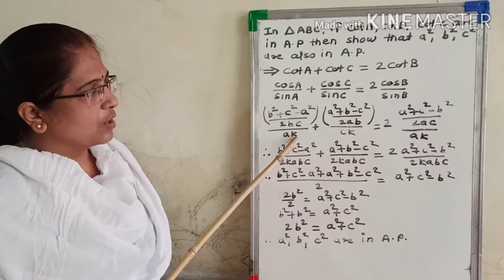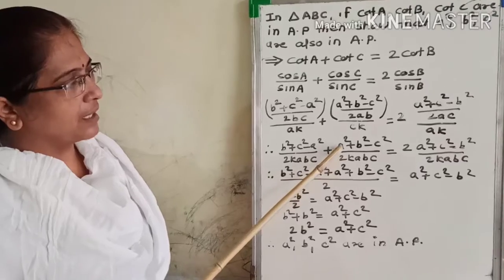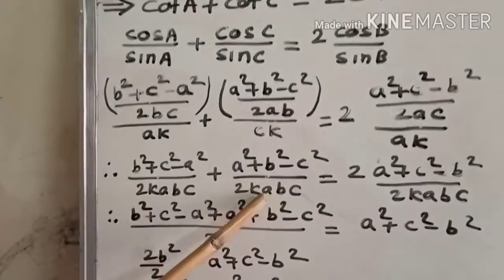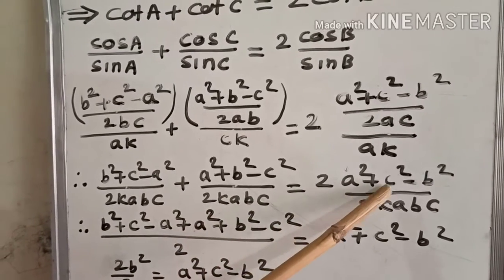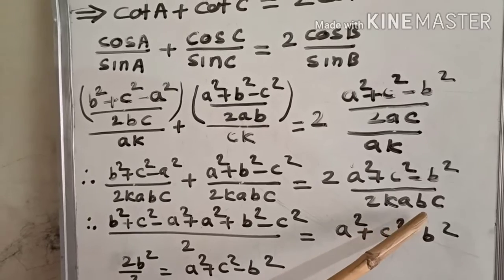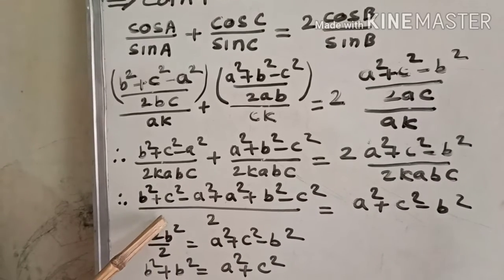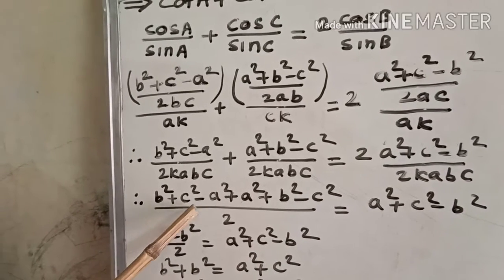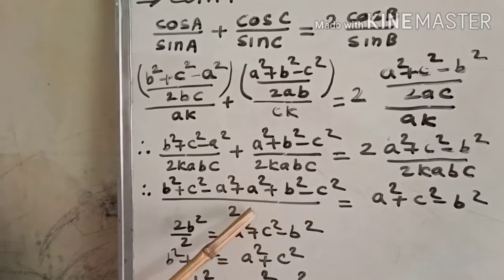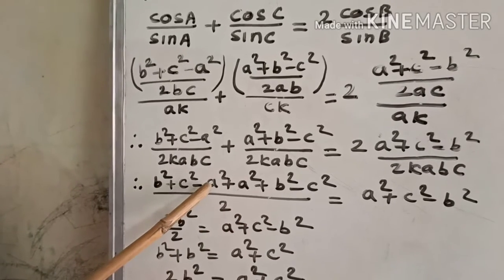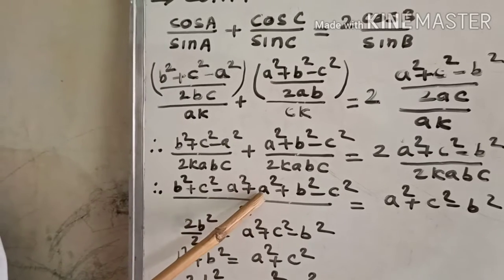Now simplify this. So we get b square plus c square minus a square upon 2k abc, plus a square plus b square minus c square upon 2k abc, is equal to 2 into a square plus c square minus b square upon 2k abc. So 2k abc, which is common, cancels. Then we get b square plus c square minus a square plus a square plus b square minus c square, upon 2. Here plus c square minus c square cancel. Minus a square plus a square cancel.